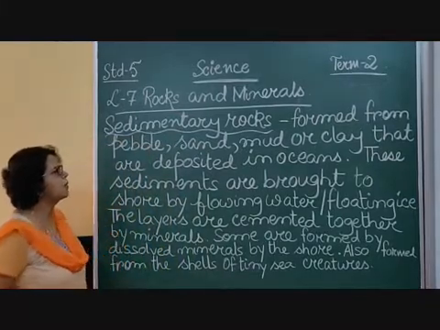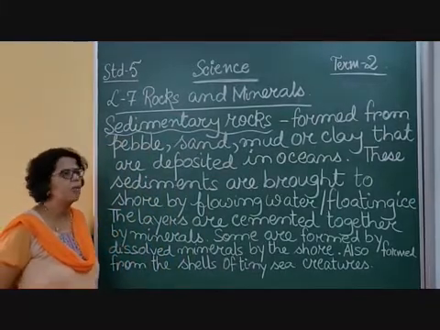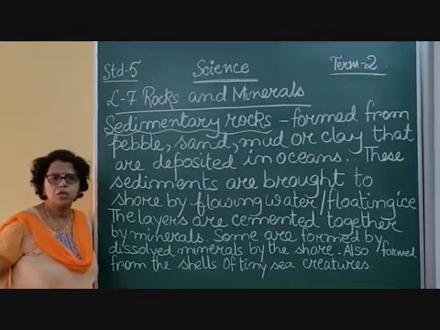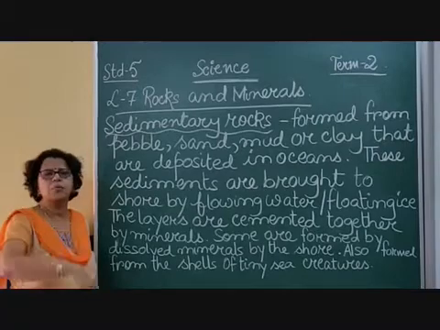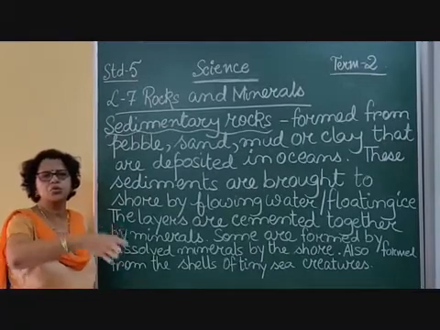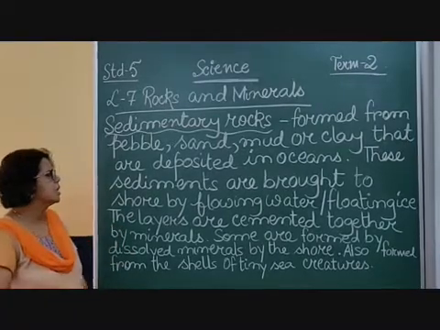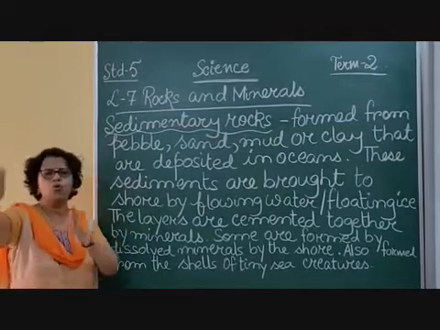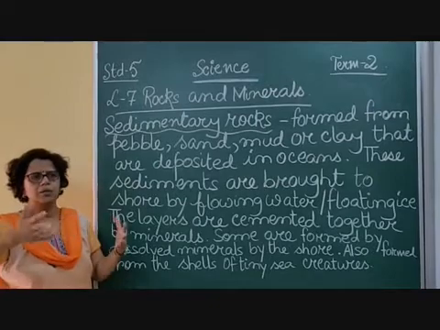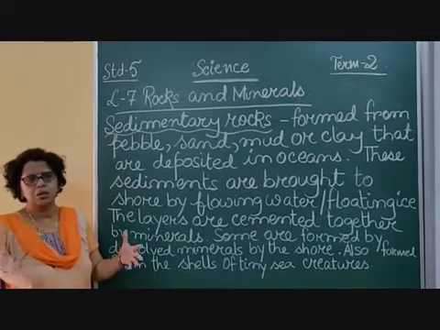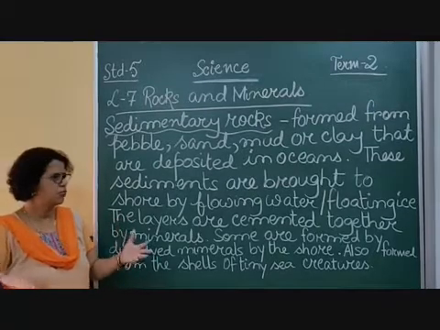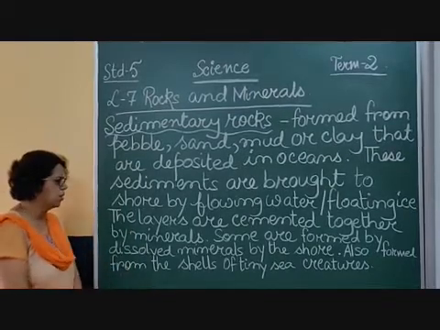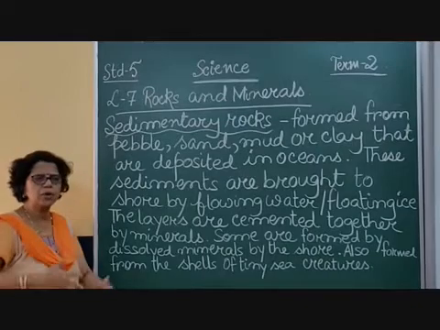So it is formed from pebbles, sand, gravel, mud or clay that are deposited in the ocean. Rivers bring it from the mountains and carry it to the ocean, so they keep on depositing it. These sediments are brought to the shore. Then again the water flows, or even if it is a frozen sea or ocean, the floating ice also brings it to the shore, and the layers are cemented together with minerals.